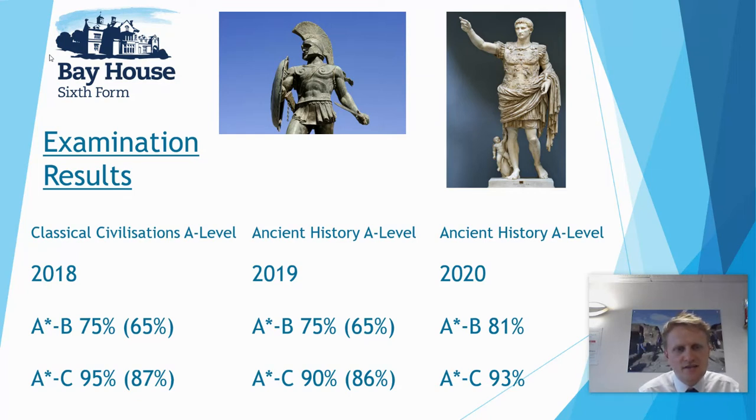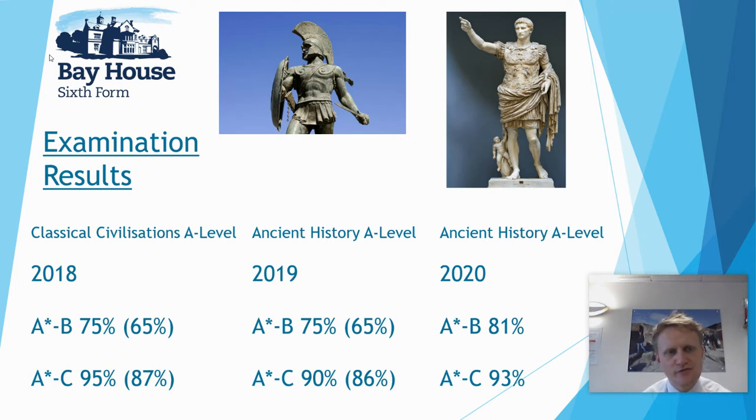So the A star to B, 75% in 2018 and 2019 when we took examinations, and then with centre assessed grades this year in 2020, 81%. And then the A to C, extremely strong as well.